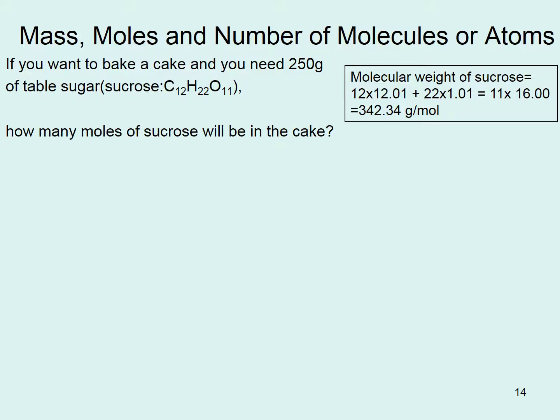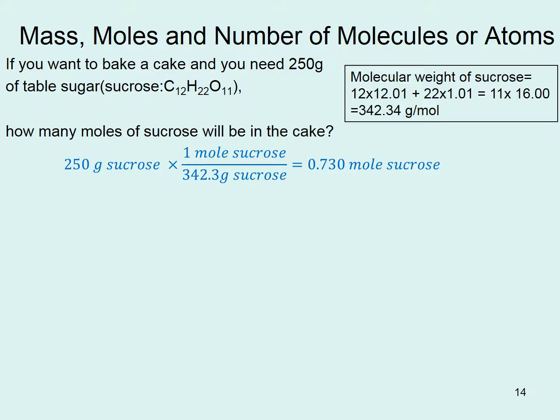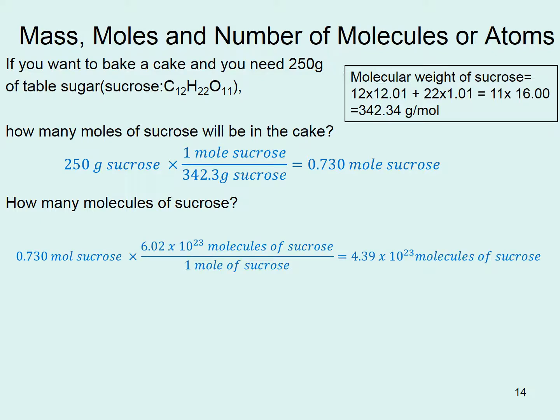So we take what we started with, 250 grams. We divide by the molecular weight, 342.3 grams of sucrose per 1 mole. And we find out that it has 0.730 moles of sucrose. How many molecules of sucrose will this be? Well, we know that 1 mole equals 6.022 times 10 to the 23rd molecules. So we can take our moles of sucrose, 0.730, multiply by 6.022 times 10 to the 23rd, divided by 1 mole, and we get 4.39 times 10 to the 23rd molecules of sucrose.